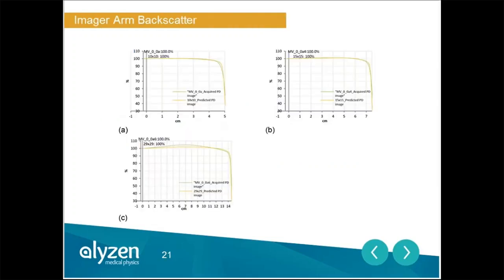I did want to go ahead and show what the imager arm backscatter could look like. In image A here, we're looking at a 10 by 10 field size, and you can see that the predicted image and the acquired image look very, very similar. And then we even jump up to the 15 by 15. It looks very similar, but if you look really close, you can see that the green acquired image is starting to get a little bit of an over response. But much more impressively, when we go to the 29 by 29, you can see that image over response, that backscatter, where the green profile, the measured, is dramatically higher than the predicted due to the backscatter from the imager arm.